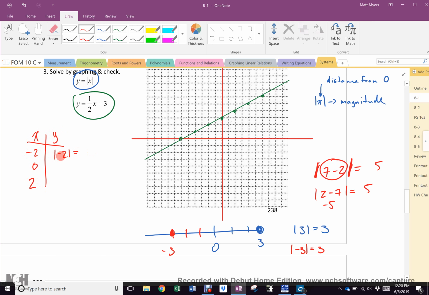What is that? 2. X is 2 away, right? What's the absolute value of 0? 0, because 0 is no steps away from 0. What is the absolute value of positive 2? 2, because it's 2 steps away from 0, yes? Which gives me these 3 points. Negative 2, 2, yes? 0, 0, yes? And what's the third point? 2, 2. So let's graph them.